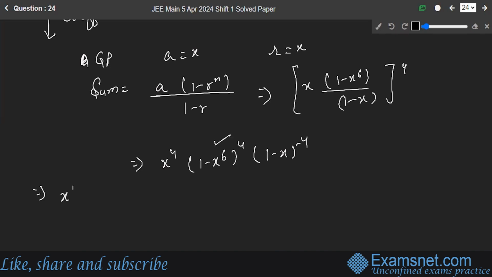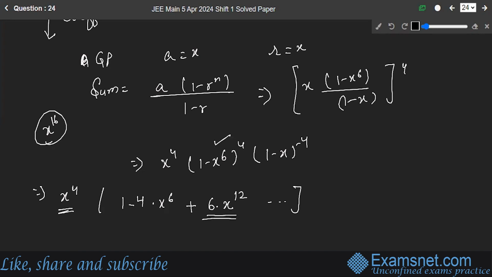Now, let's expand this one. Let's keep x power 4 outside. The expansion of (1 minus x power 6) to power 4 will be 1 minus 4 into x power 6 plus 6 into x power 12, and so on. I won't be taking any further values because we are interested only in the coefficient of x power 16. So this is x power 4 already, and this is x power 12. Let's finish it over here; we don't need the further terms.